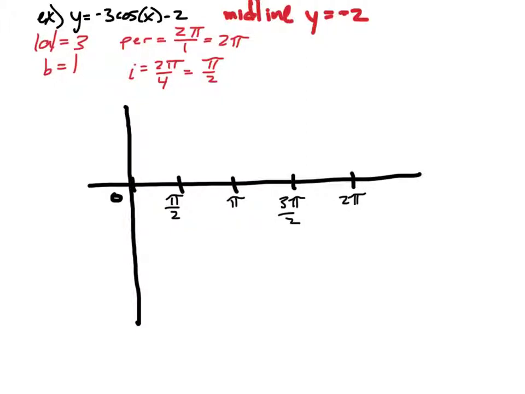My midline is at y equals negative 2. So here's negative 2, and I'm going to draw my midline. This is going to act as my new x-axis because I shifted down 2. Now if the amplitude is 3, and my midline is negative 2, how high can it go? I can go up 3 from negative 2 to be at 1. Or I can go down 3 from negative 2 to be at negative 5.